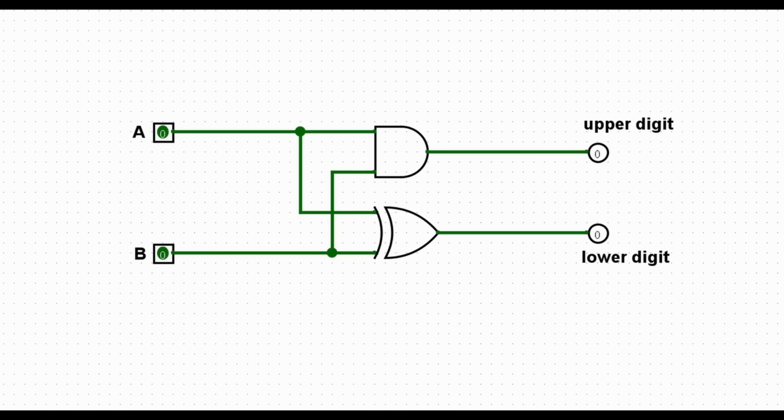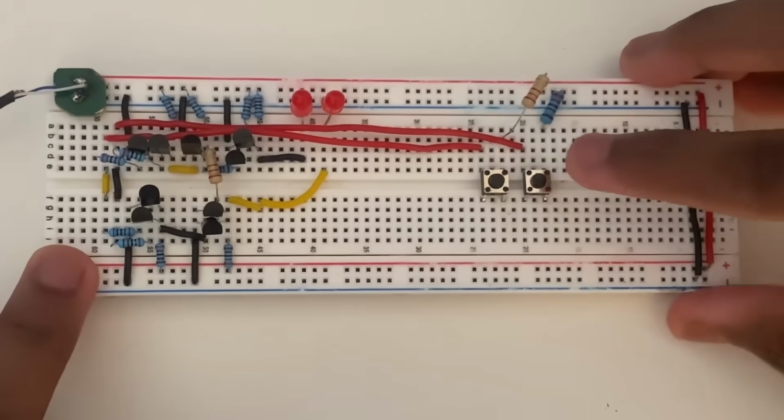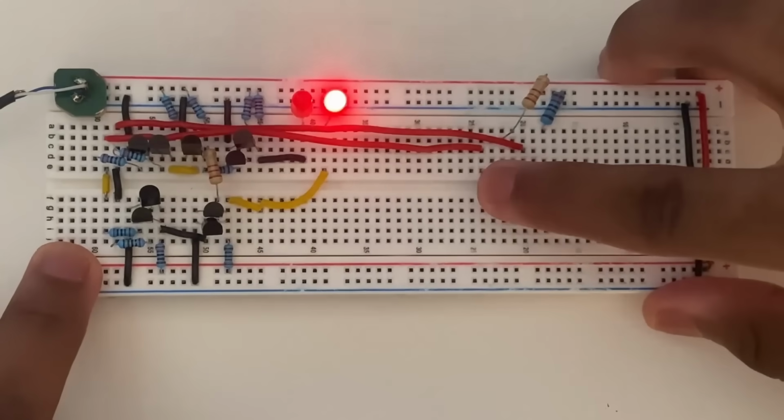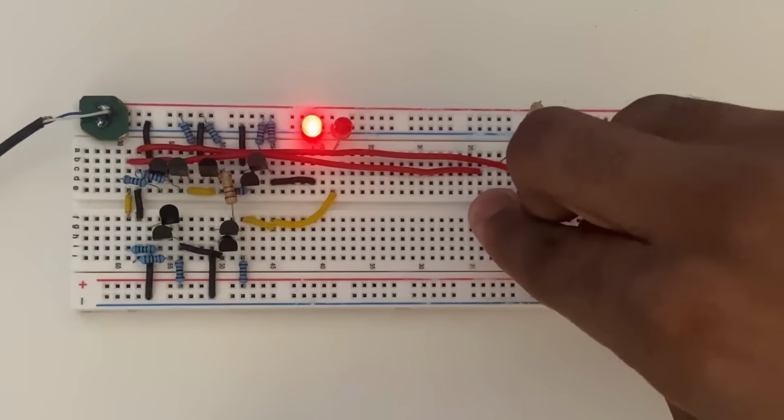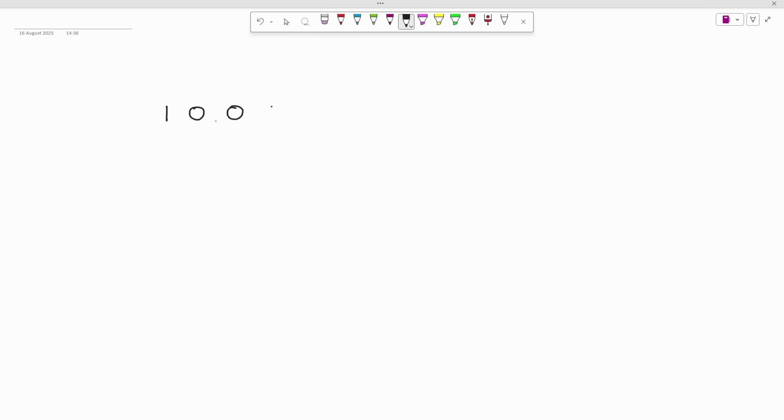Combining these 2 circuits gives us a basic adder. 0 plus 0 is 0, 0 plus 1 is 1, 1 plus 0 is 1, and 1 plus 1 is 1, 0. Okay, let's add bigger numbers. Let's add 9 plus 13, 1 column at a time. 1 plus 1, that's 0 carry 1, and now we have to add 3 numbers.